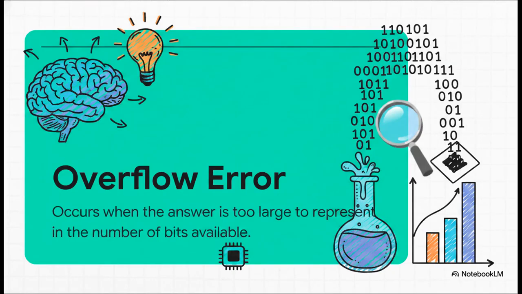So, back to our error of 301. What is the precise textbook definition you need to write down to secure full marks? It's an overflow error. You write, an overflow error occurs when the answer is too large to represent in the number of bits available. Memorize that sentence verbatim. It is the gold standard answer the marking scheme demands.